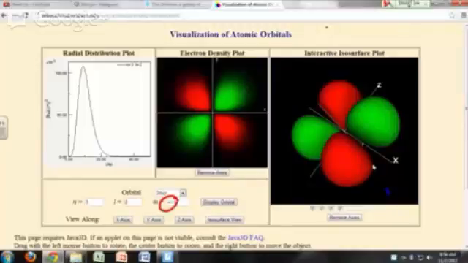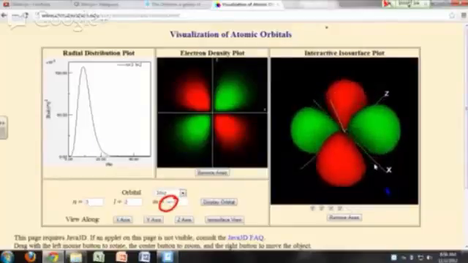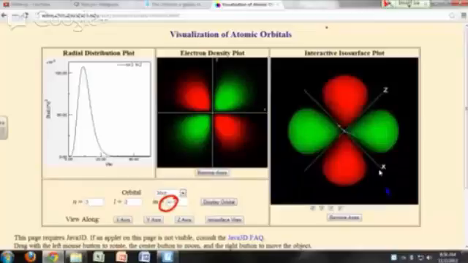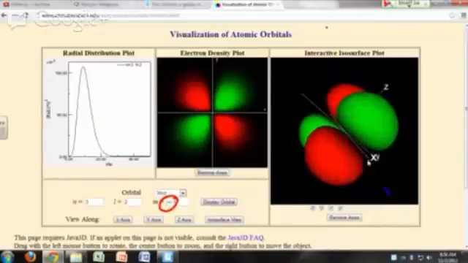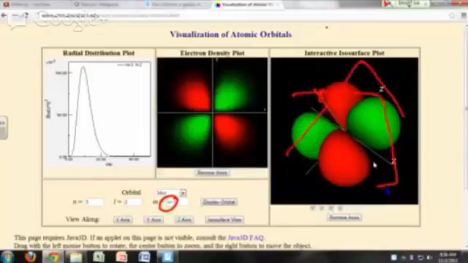So 3dxz, you'll notice, has two angular nodes, two planes that separate it into four lobes. What are those two nodes? You have your xy plane and your zy plane. So this is your y-axis right here. So you have an xy plane and you have the zy plane over here. So the xy plane and zy plane are your angular nodes here.